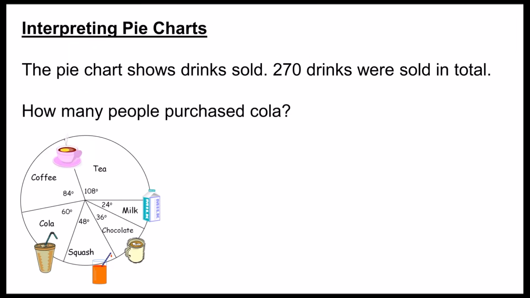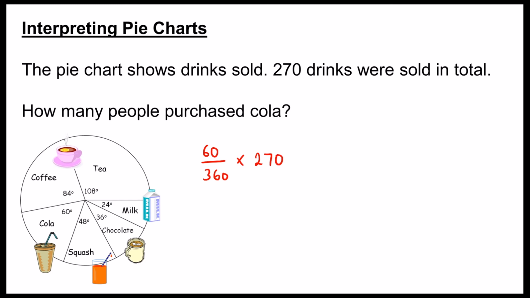Having worked out that 270 drinks were sold in total, I can use this to help me work out how many people bought each type of drink. In this next question, it asks me how many people purchased cola in total. I can see that cola is represented by 60 degrees, so I can say the fraction that I want to work out is 60 out of 360 degrees in total. I want that fraction of the 270 drinks in total.